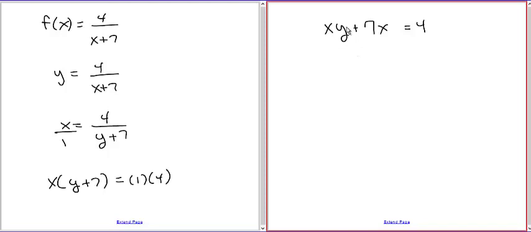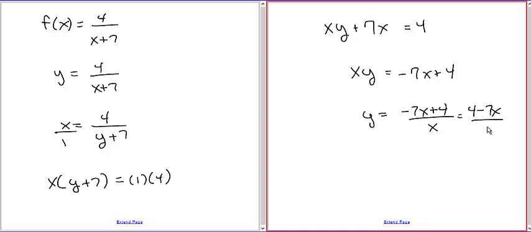You want to solve for y, so move this term to the other side. So it becomes negative 7x plus 4. And then divide both sides by x to solve for y. So you get y is equal to negative 7x plus 4 over x. And you might write this as 4 minus 7x, just makes this negative sign make more sense. And then you say f inverse of x is equal to 4 minus 7x over x.